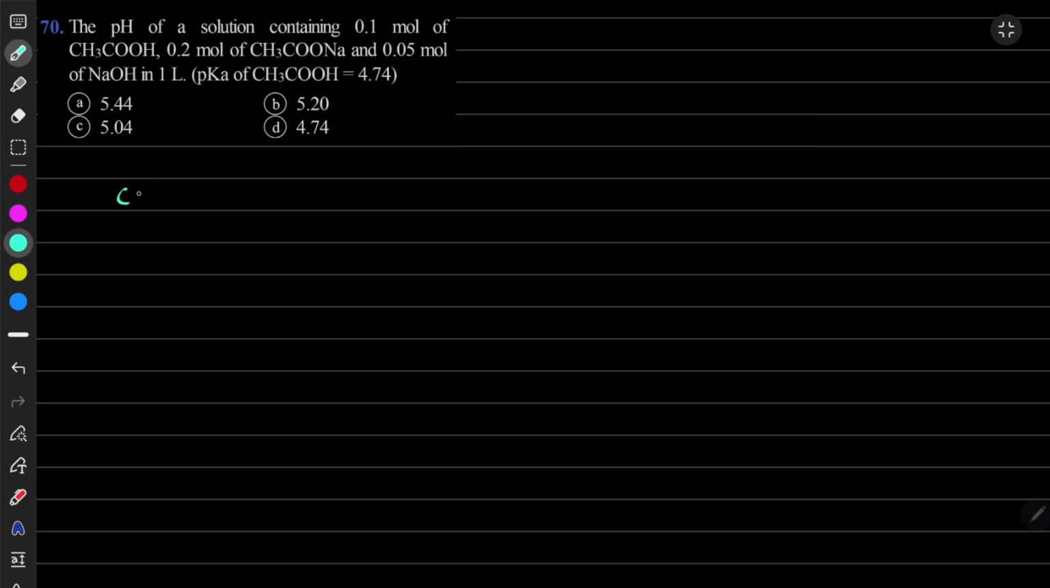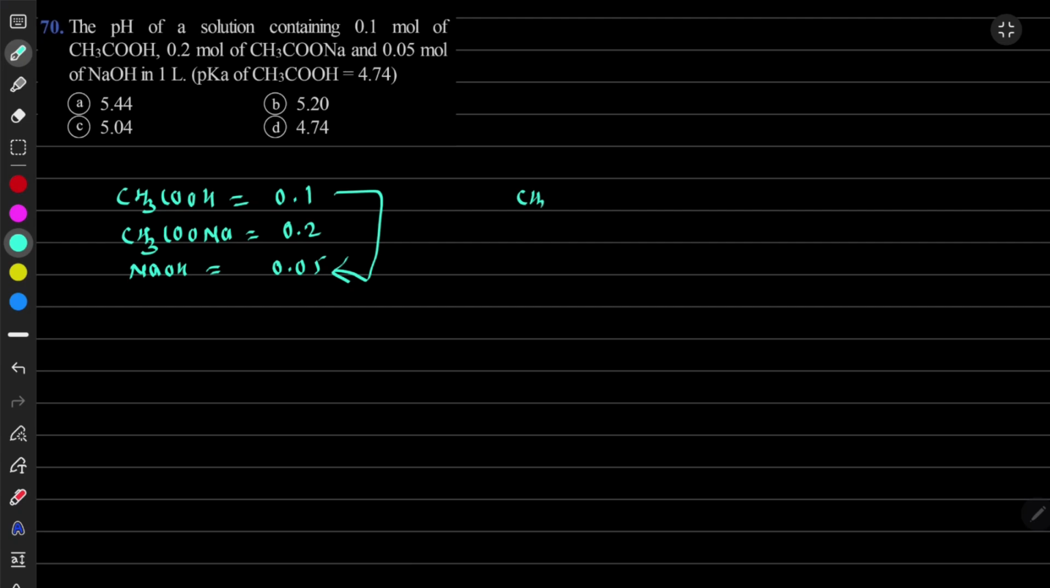So acetic acid is given, CH3COOH, which is 0.1 mole. Sodium acetate is given, CH3COONa, which is 0.2 mole. And NaOH is also given, NaOH is given as 0.05. If the solution has these things, then obviously this acetic acid will be neutralized by NaOH to some extent. How much will be neutralized? So we can consider based on the equivalent.